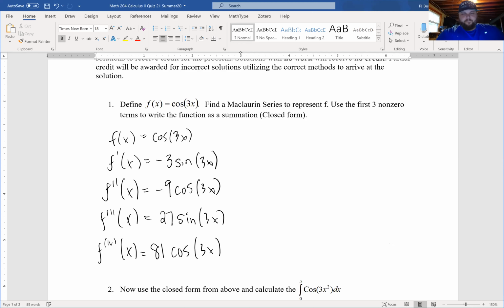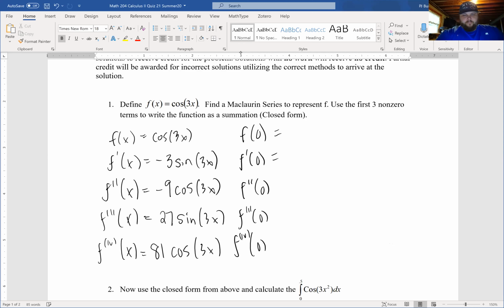Okay. Then for Maclaurin, we need these evaluated at 0. So the first one, or any of them that have cosine, the cosine of 0 is 1. So I'd get back 1, -9, and 81. And the sine of 0 is 0.